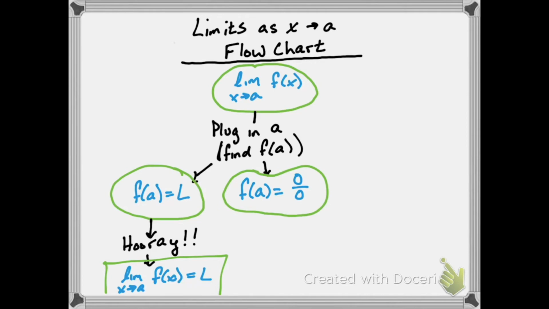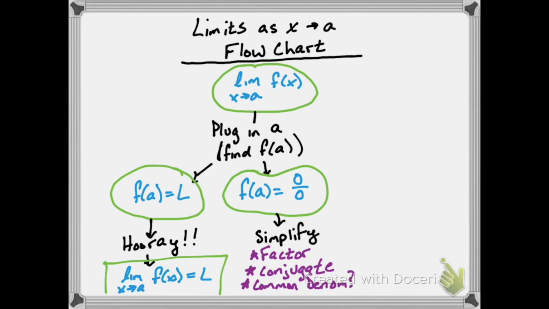The next possibility you could run into when you plug in a to f of x is ending up with 0 over 0. In this case, I usually think of it as indicating that you can simplify this somehow, whether that means factoring, using a conjugate, or finding common denominators. That depends on the problem. But once you simplify, you head back up and plug back in a and see where it takes you.